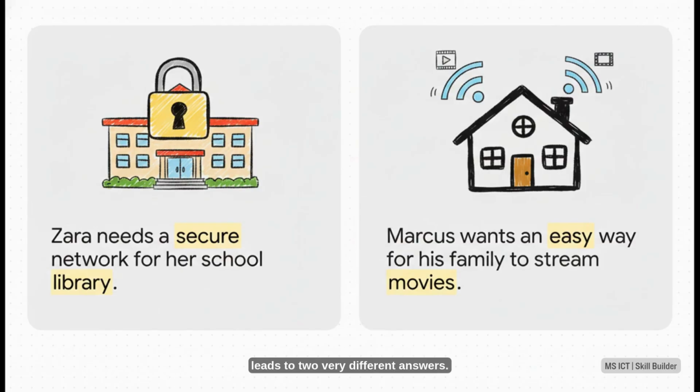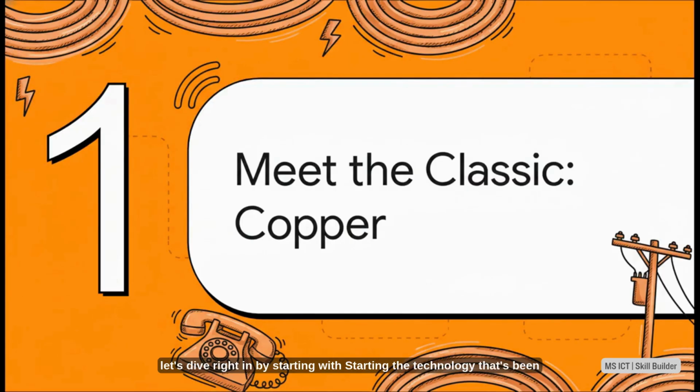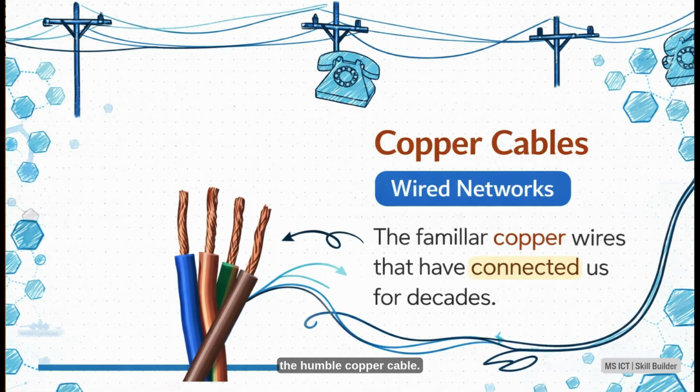Okay, let's dive right in by starting with the technology that's been connecting us for over 100 years, the humble copper cable. So what you're looking at here is the traditional backbone of pretty much all modern communication. These are just thin strips of copper, and they formed the original telephone networks, and of course, they were the foundation for the early internet.